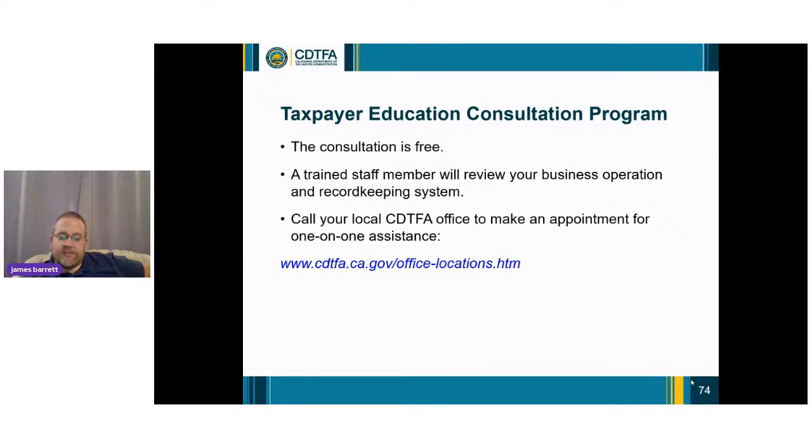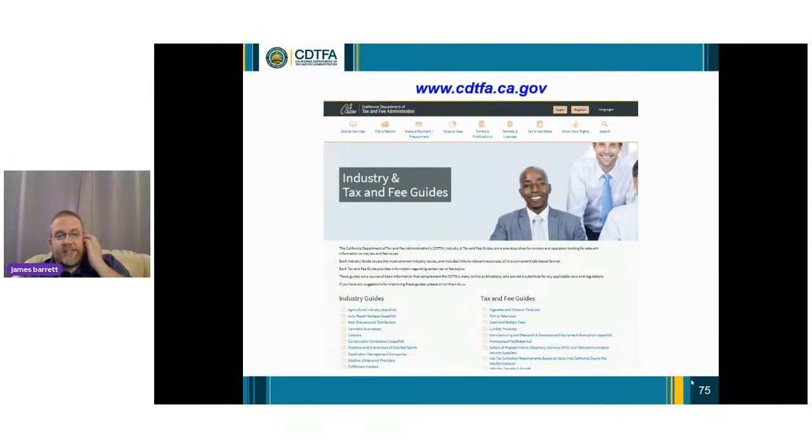Okay. This is the friendlier way to do it. The worst way is to wait till after 3 or 4 years of returns have been filed and then find out something was wrong, right? So if you're interested in this, you can contact me. That email I gave for a copy of the presentation works. That's cdtfa@cdtfa.ca.gov.